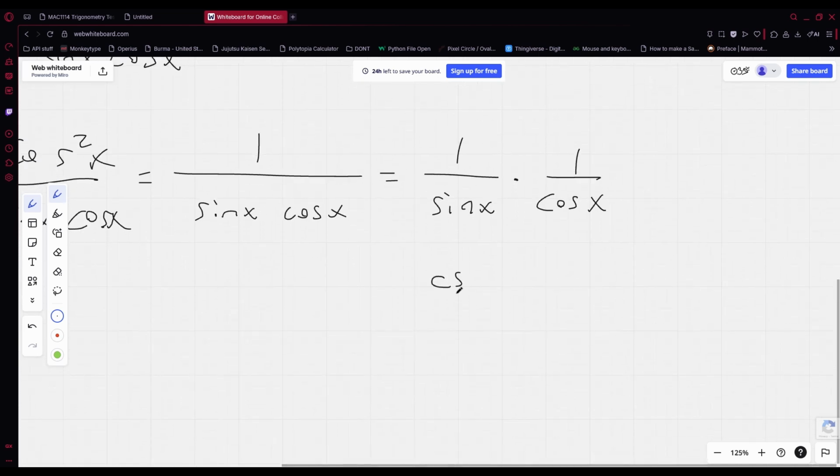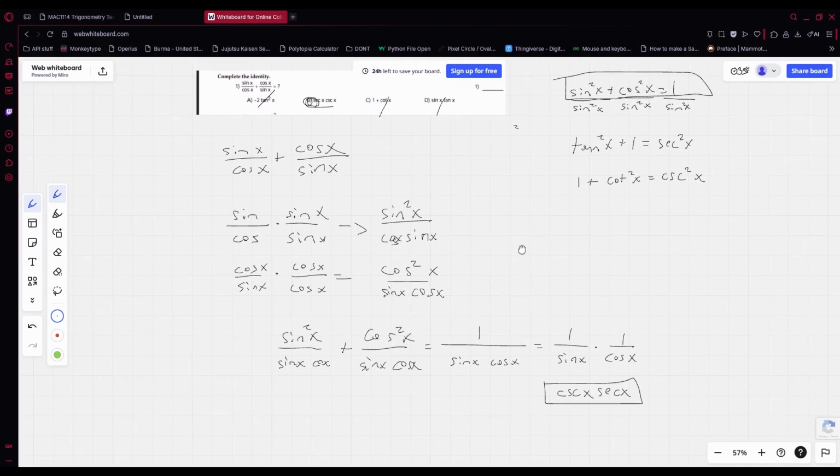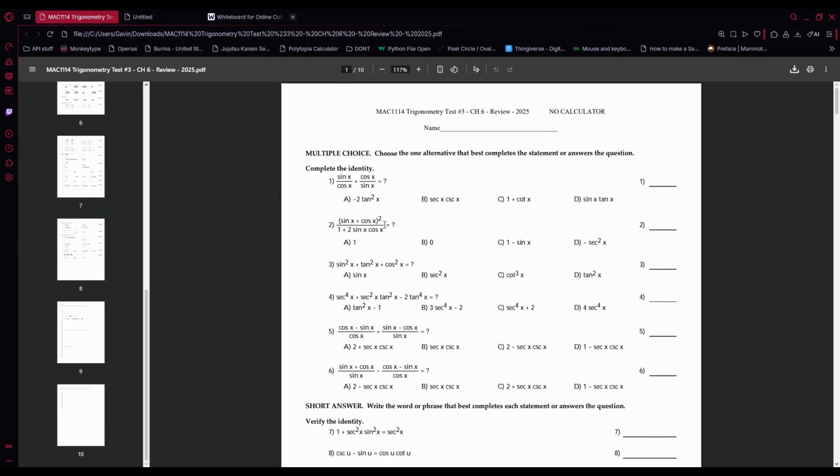1 over sine x is cosecant x. And 1 over cosine x is just secant x. And there you go. So I'd say with these types of problems, you always want to convert into sine and cosine, because almost every single formula has to do with sine and cosine, except for a couple like these, but for the most part, it's a lot easier to do so. So yeah, that's how we get our answer on that one.